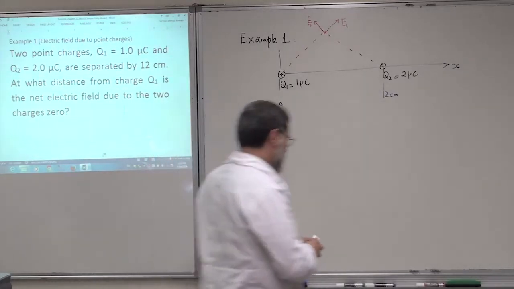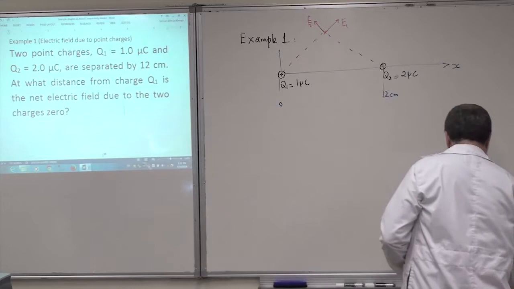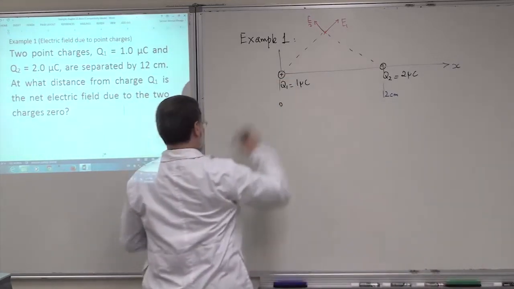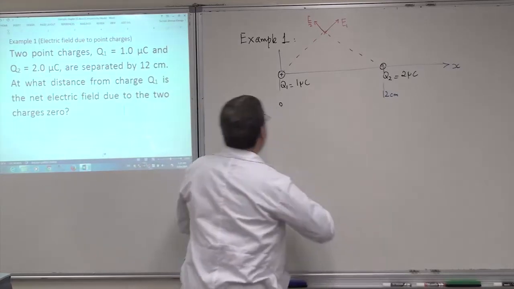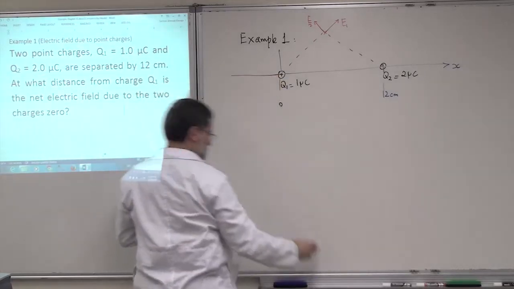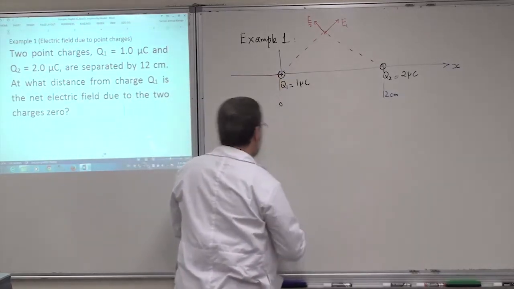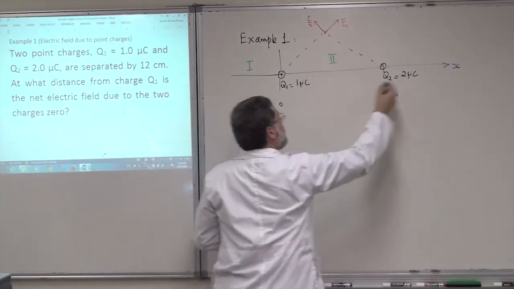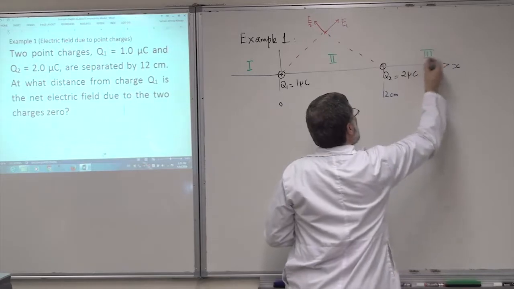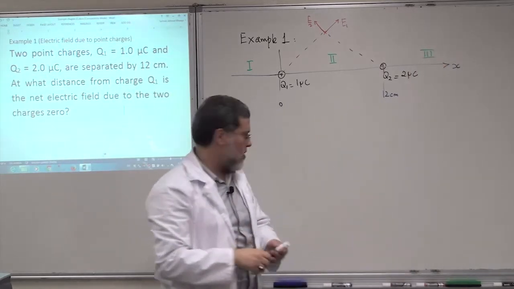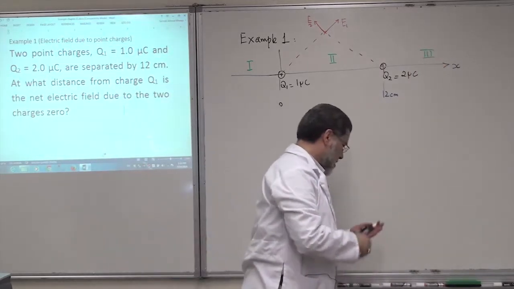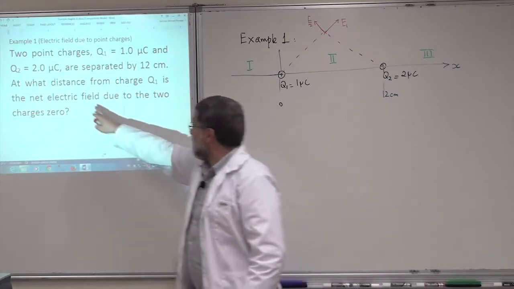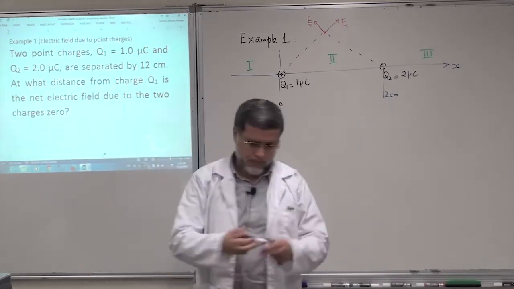Now, along the x-axis, you have 3 possibilities, because you have 3 regions. Let me just do my x-axis like this. So you have region 1 here on the left, region 2 between the charges, and region 3. Okay, so we have to test all these 3 regions and see which one will give us the possibility of having the net electric field equal to 0.